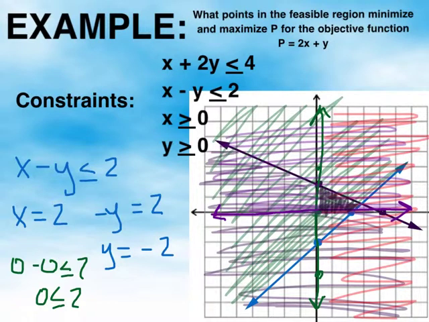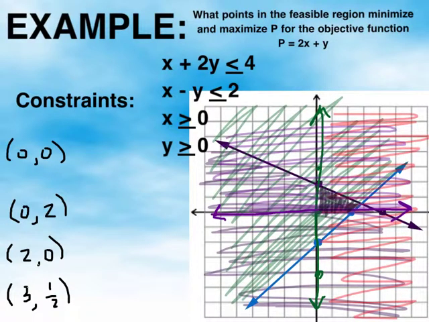Next, we need to look and locate our 4 vertices. We have one here at 0, 0. We have one at 0, 2. We have one at 2, 0. And we have one at 3, 1/2.